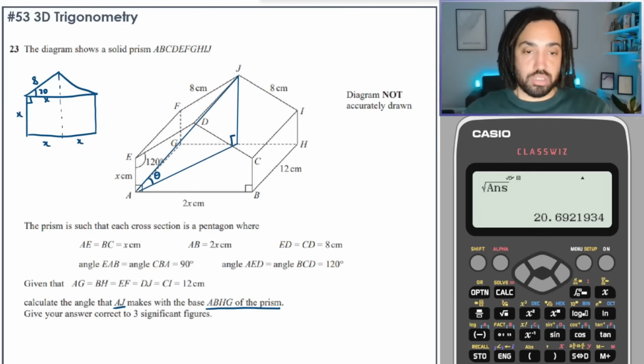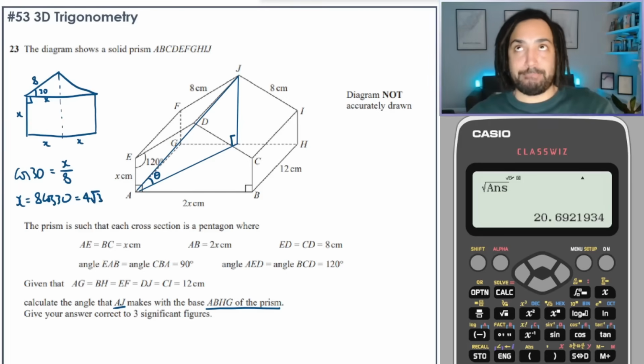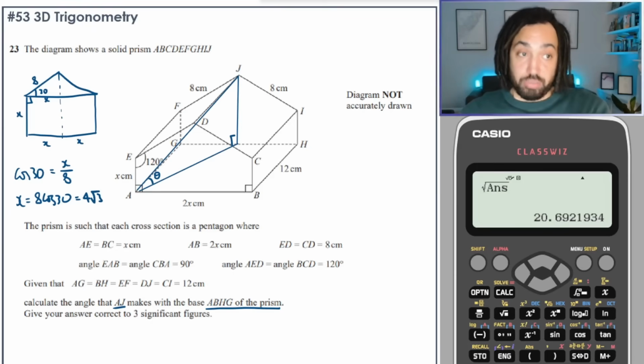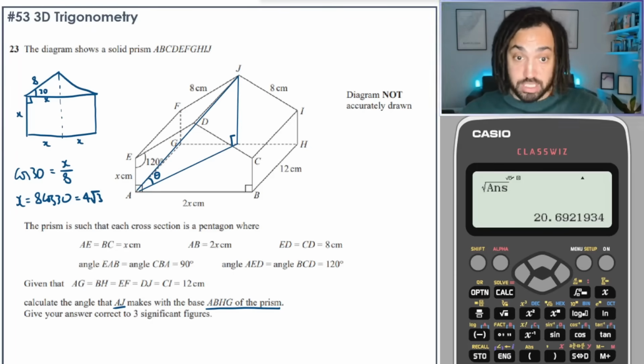So this is cosine. So we can say here that cosine of 30 is equal to the adjacent x over the hypotenuse 8. So x is equal to 8 cosine 30, which is equal to 4 root 3. Yes, that's correct. Okay, obviously you use a calculator to do that. I know that because I know my exact values of trigs.